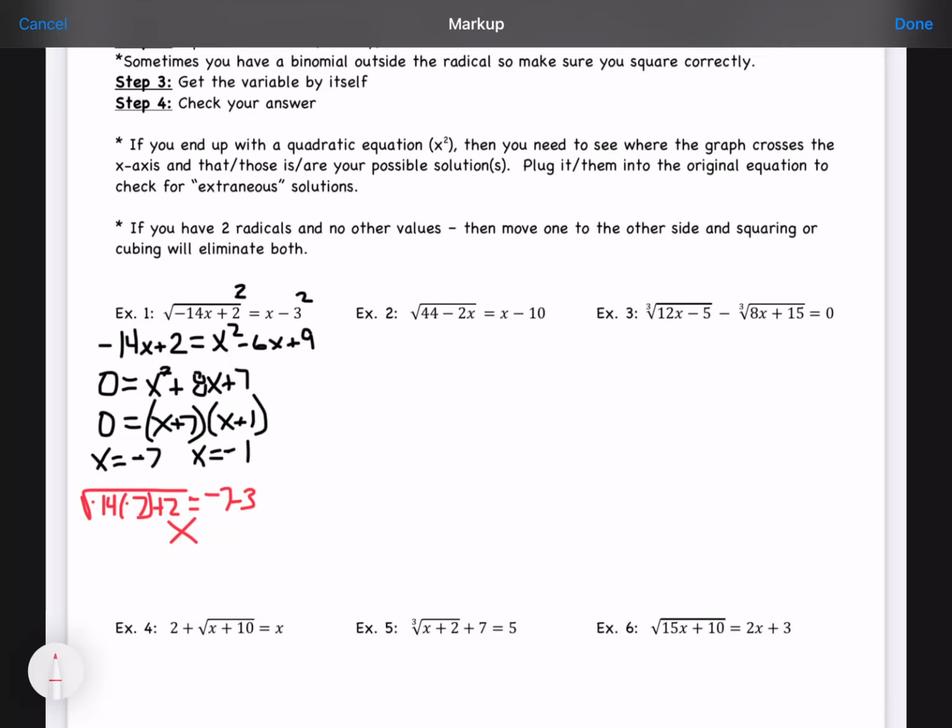When I try negative 1, square root of negative 14 times negative 1 plus 2, can that equal negative 1 minus 3? No, because this is a negative as well. Negative 1 minus 3 is negative 4. So I have no solution for number 1.